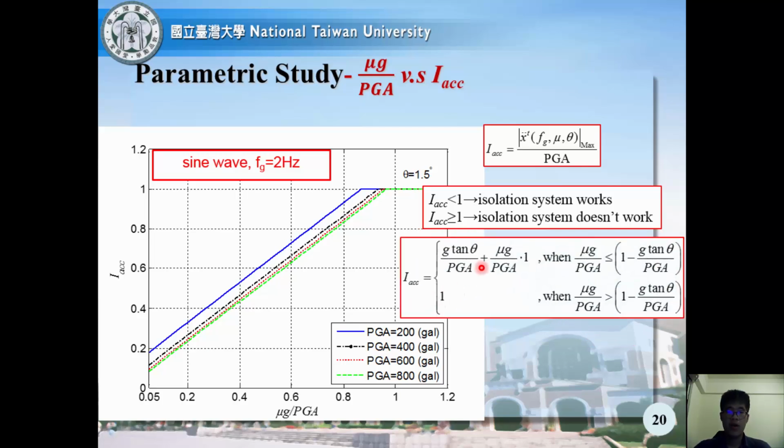So this form may also explain why the IACC will have different y-intercept and also different turning points for each PGA. For PGA equal to 200 gal, for instance, we may see that since it has the smallest PGA, it will have the largest y-intercept.